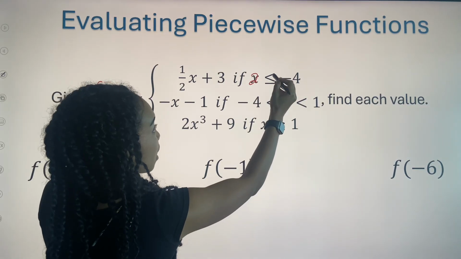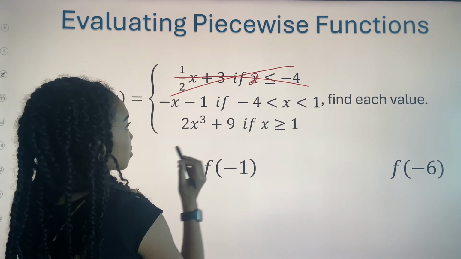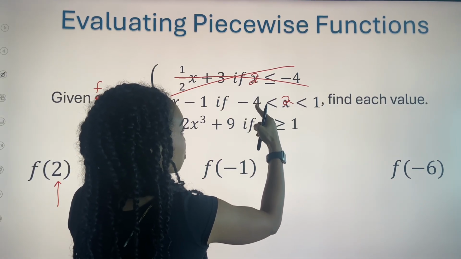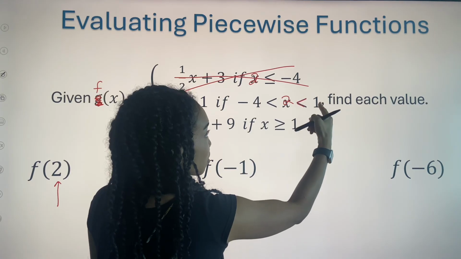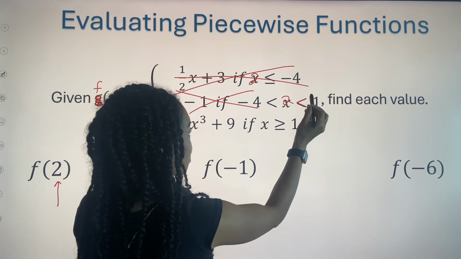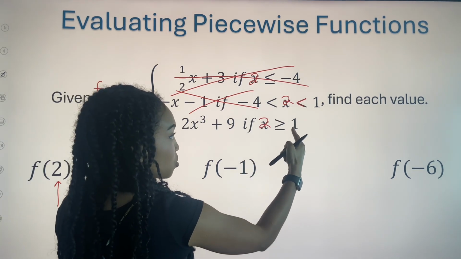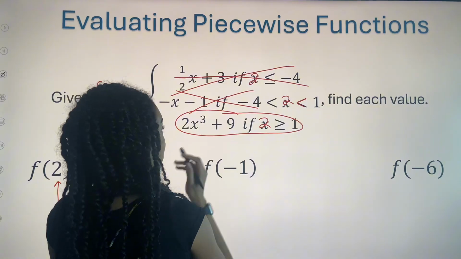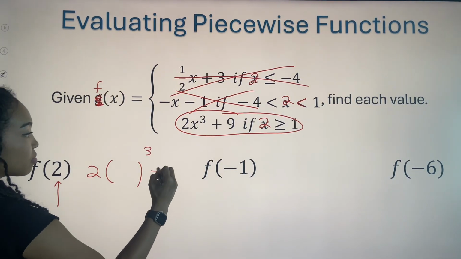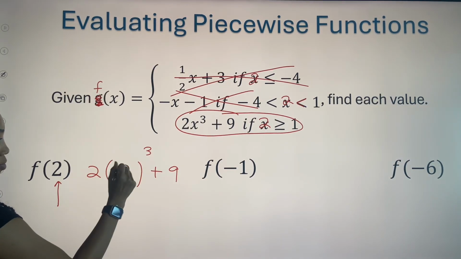2 is not less than or equal to -4, so I can't use that one. 2 is greater than -4, but it's not less than 1. So 2 is not between -4 and 1, so we can't use that one. 2 is greater than or equal to 1, so I'm going to use this bottom equation. Okay, so I'm going to write my function. I'm going to plug in a 2.